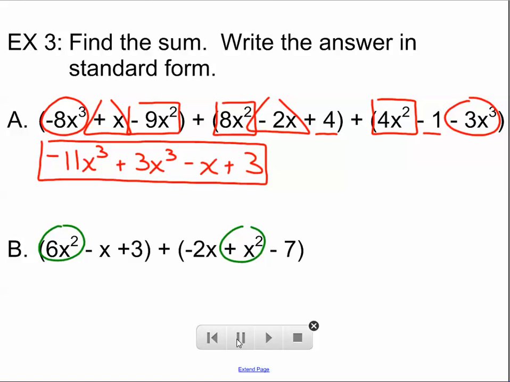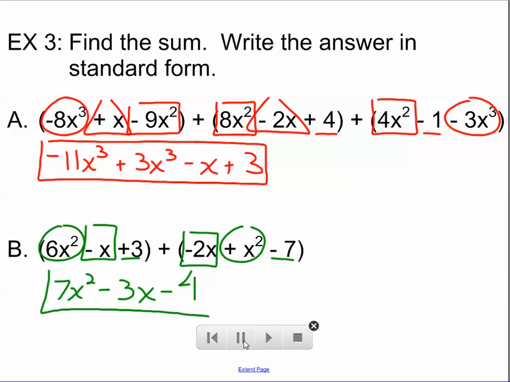Let's try the second one. First off, 6x squared and x squared add up to 7x squared. -x and -2x add up to -3x. And 3 and -7 add up to -4. So our final answer is 7x squared minus 3x minus 4. Happens to be a quadratic trinomial.